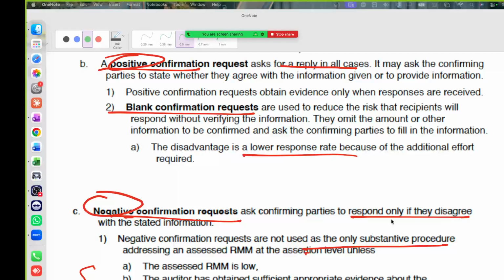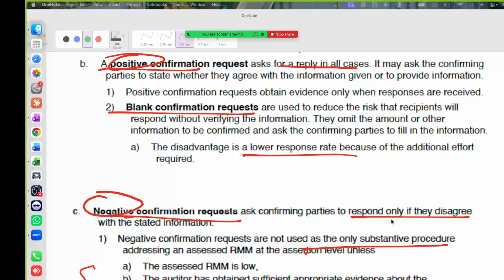Now the problem with the blank confirmation: you are asking the third party to work more on it. So the rate of responses will be low, because you are asking them to fully send everything. Both have pros and cons. If a blank confirmation request is received, it is very good. But the problem is many, because it gives additional effort to them.